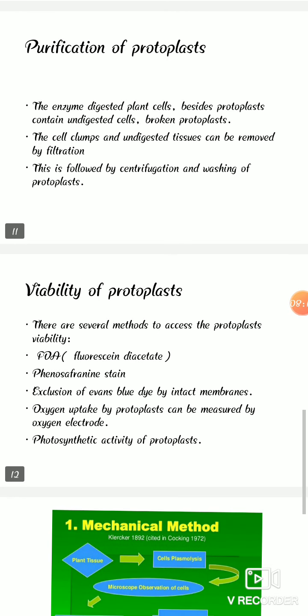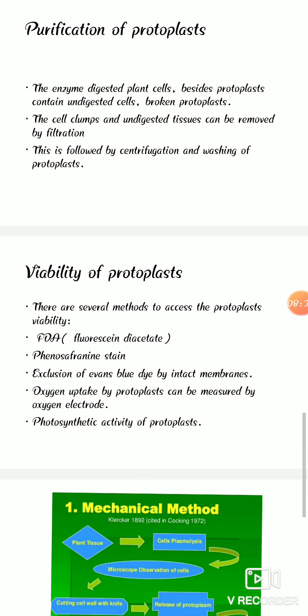So here is the viability of a protoplast. It is essential to ensure that the isolated protoplasts are healthy and viable so that they are capable of undergoing sustained cell division and regeneration. So there are several methods to assess the protoplast viability. Okay, so I have written over here some of the methods. Number one I have written as FDA, fluorescein diacetate.